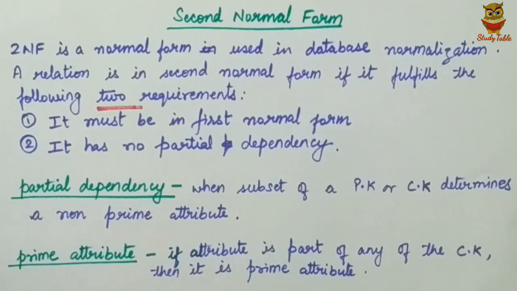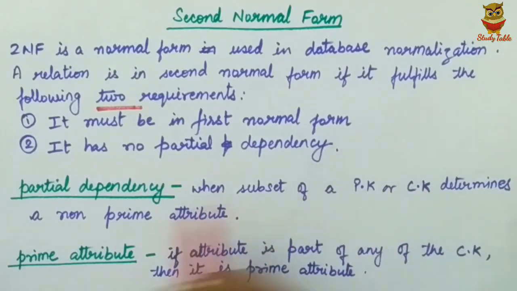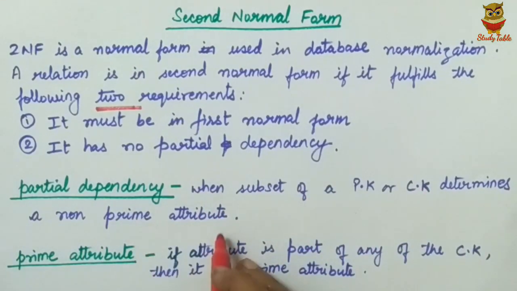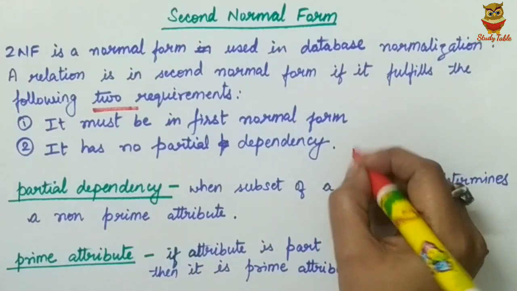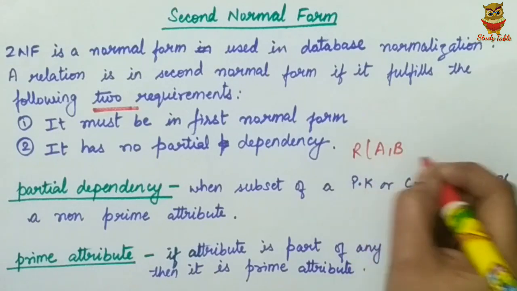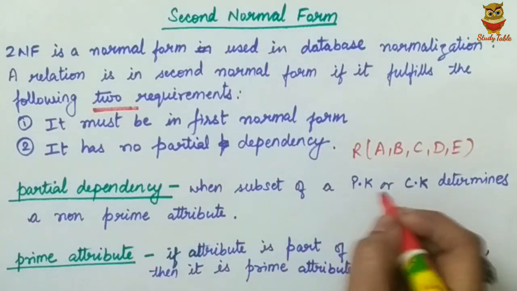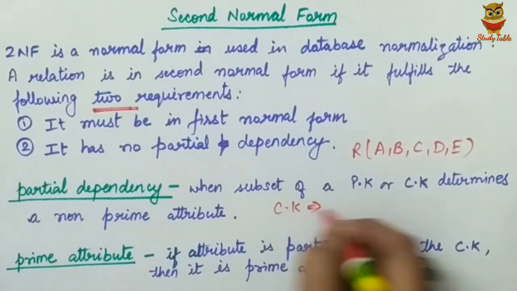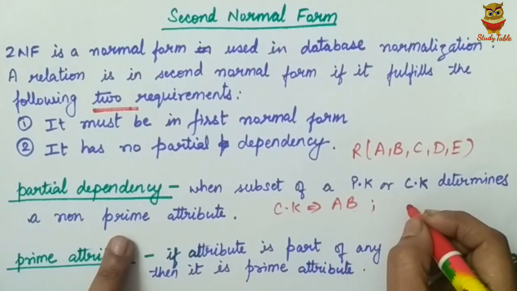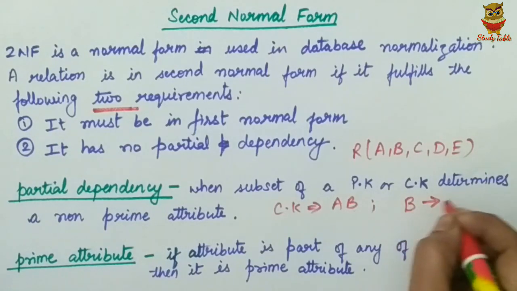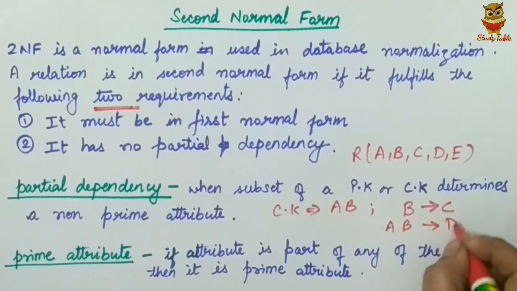Now, what is partial dependency? When a subset of a primary key or a candidate key determines a non-prime attribute. Suppose there is a relation R with the attributes A, B, C, D, and E, and AB is the candidate key. The candidate key is AB, and the functional dependencies are B determines C and AB determines DE.